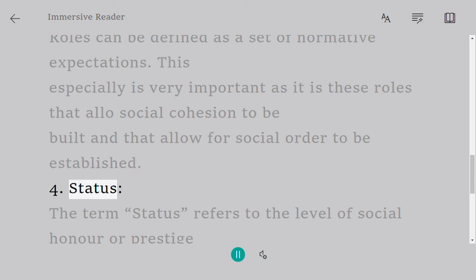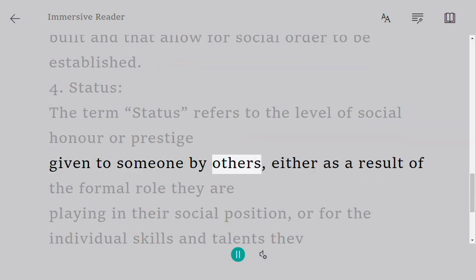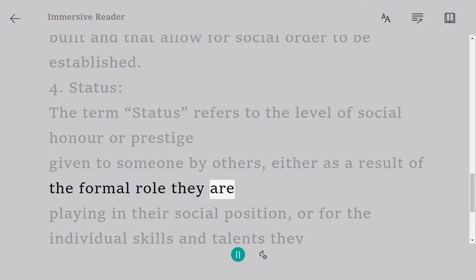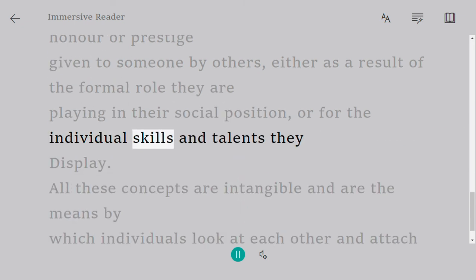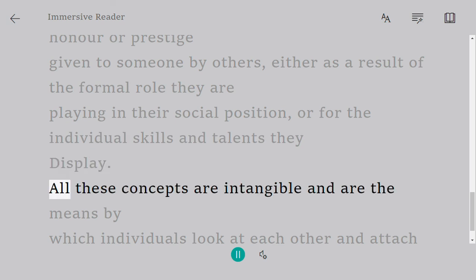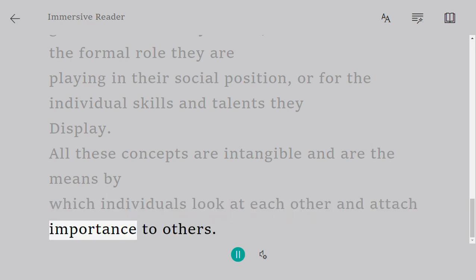4. Status. The term status refers to the level of social honor or prestige given to someone by others, either as a result of the formal role they are playing in their social position, or for the individual skills and talents they display. All these concepts are intangible and are the means by which individuals look at each other and attach importance to others.